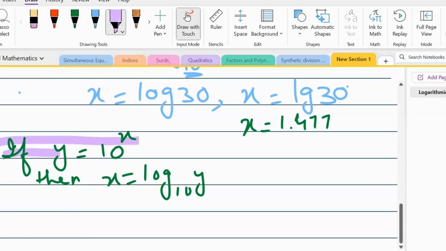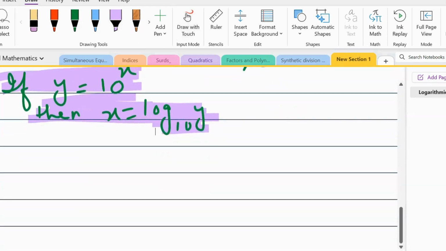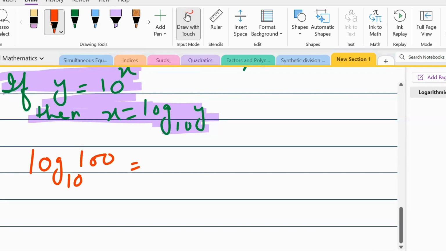So this is the rule which describes how you can express exponential form in logarithmic form. Log to base 10 of y is the power that 10 must be raised to in order to obtain y. For example, you are given log 10 of 100 is equal to 2.